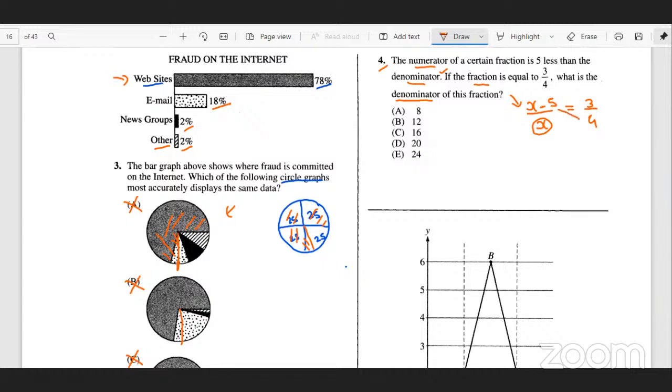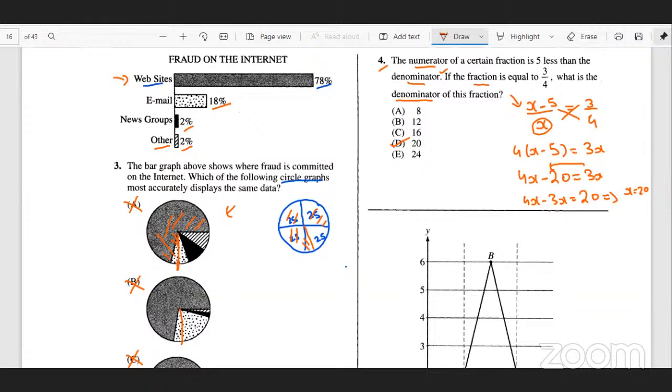So we have to cross multiply. When we cross multiply, I'll multiply 4 with x minus 5, and I'll multiply x with 3. So I have 3x. I have 4x minus 20 equals 3x. I'll take this 3x to this side, so I'll have 4x minus 3x equals 20. So this implies that x is equal to 20. So D is the answer. Now here, clearly I started off with the question by converting the information which was given in English into mathematical equations, right?